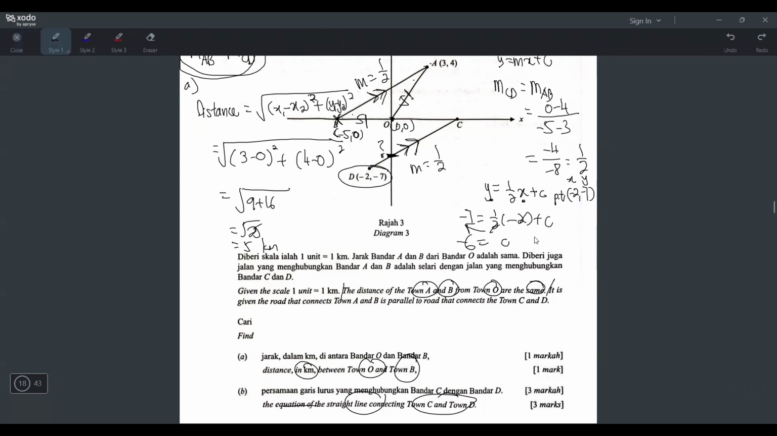Oops, what happens? Let me write again. Y equals what was it? 1 over 2X minus 6. Okay, done.